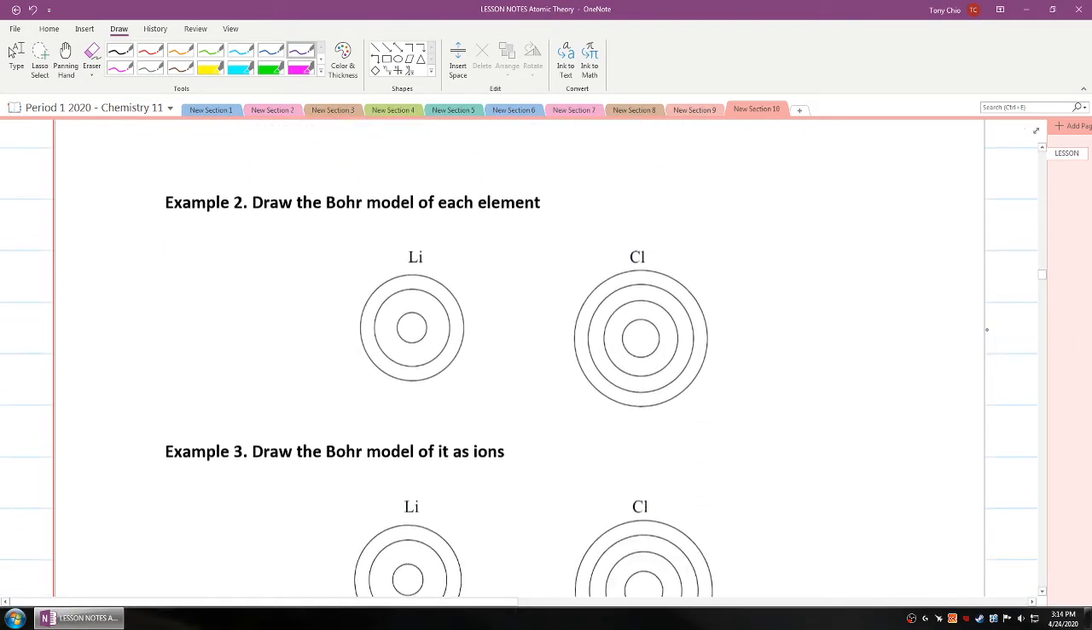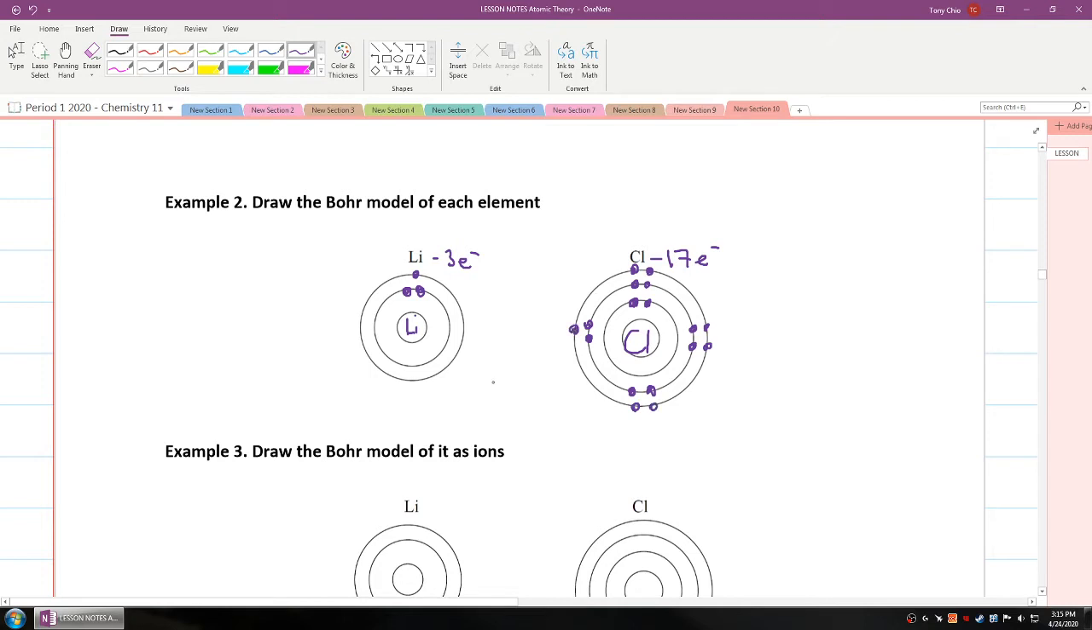What do we get? Well, when we look at lithium chloride, we drew lithium earlier. Lithium looks like this. Chlorine has 17 electrons, while lithium only has 3. So the first 2 go in the first shell. The next 8 go in the second shell. And that's 10 right there once I finish drawing the second shell. The third shell has 7. So 1, 2, 3, 4, 5, 6, 7.